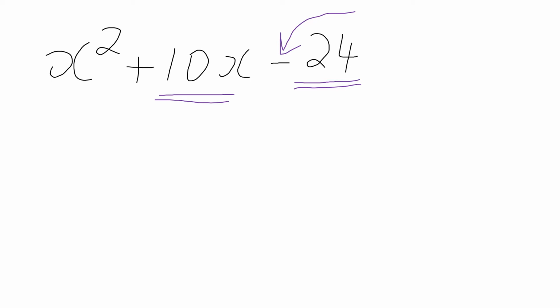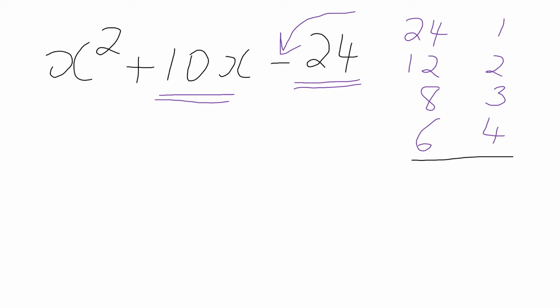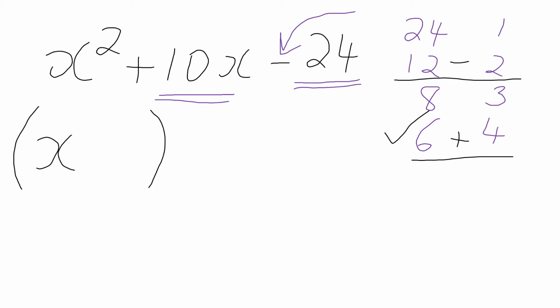So the factors of 24 are 24 and 1, 12 and 2, 8 and 3, and 6 and 4. And at first glance, it looks like there's two answers, because 6 plus 4 gives me 10, and 12 take away 2 also gives me 10. But there's never two answers to these questions. The factorisation is unique. Most people are going to assume it's this one. So let's have a look what happens if we choose that.